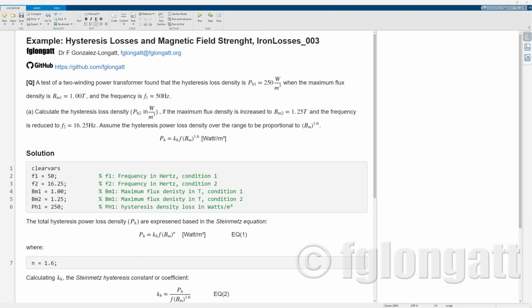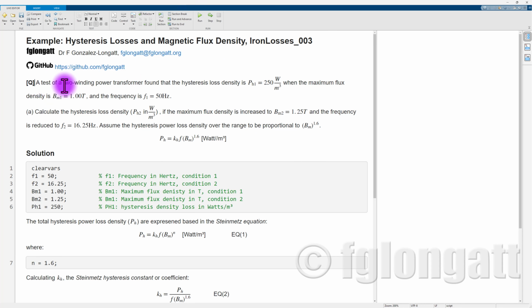So today I have this very simple numerical example about hysteresis losses and magnetic field. So today we are solving this very simple example, and in this very basic example, we are also calculating the magnetic flux density. So let's start without further delay, reading this statement over here, okay?